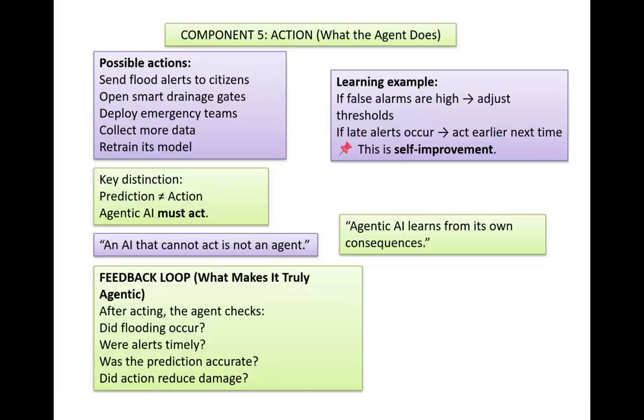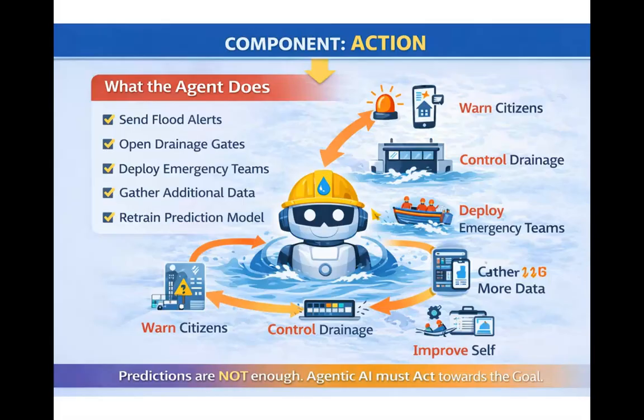The last component is action. So after making a decision, the agentic AI agent must act. In this kind of flood management system, actions might include sending early flood warnings to citizens, activating smart drainage gates, deploying emergency teams, collecting additional data, retraining its prediction model. So prediction alone is not enough here. This is a very important point. An agentic AI system that only predicts is not an agent. An agent here must act.